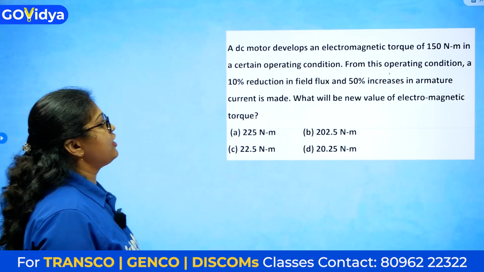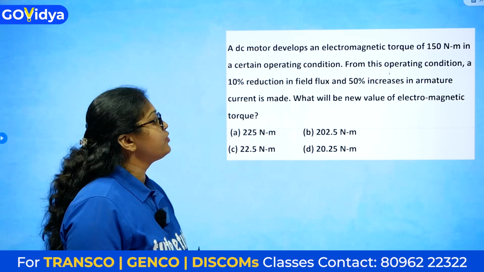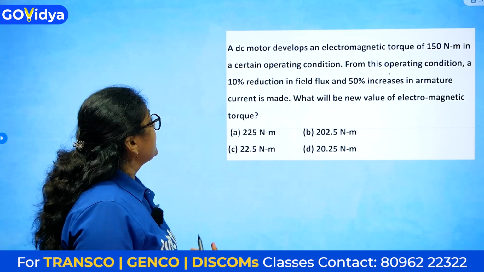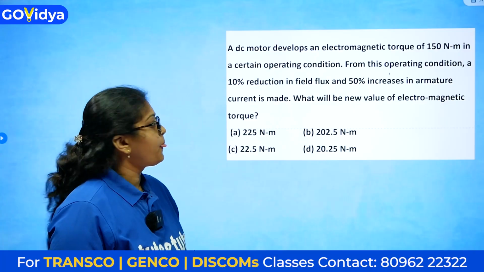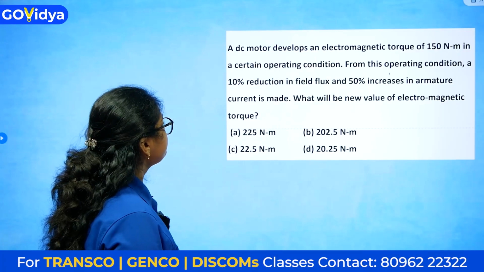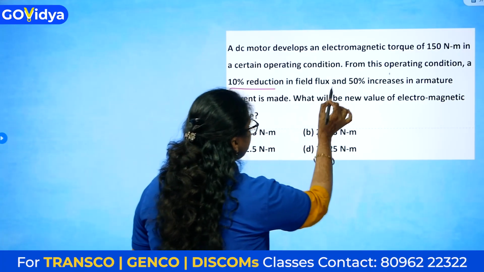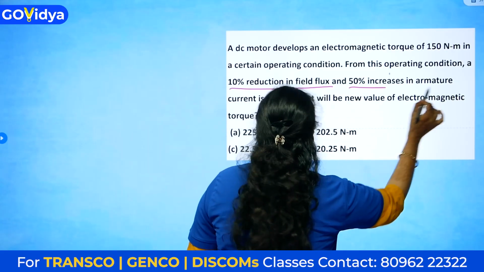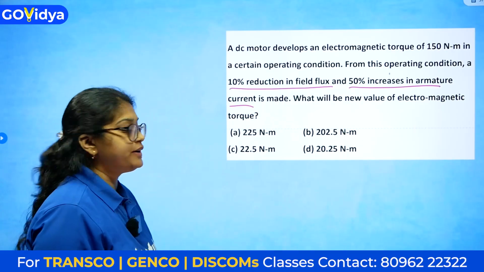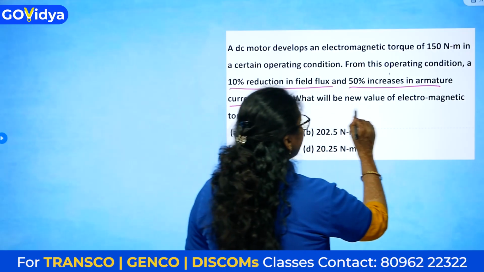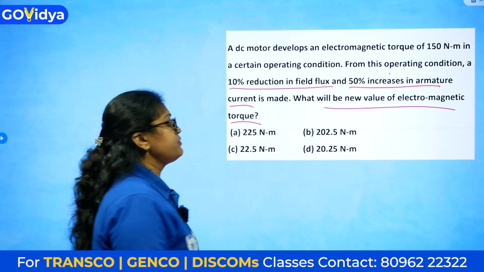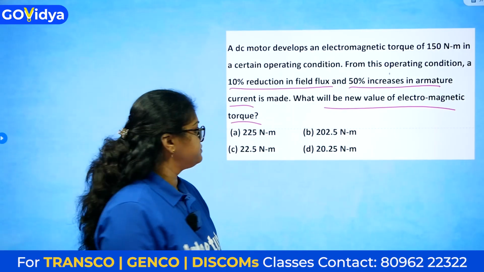A DC motor develops an electromagnetic torque of 150 Newton meter in an operating condition. From this operating condition, a 10% reduction in the field flux and 50% increase in the armature current is made. What will be the new value of electromagnetic torque? So we have to calculate the torque.